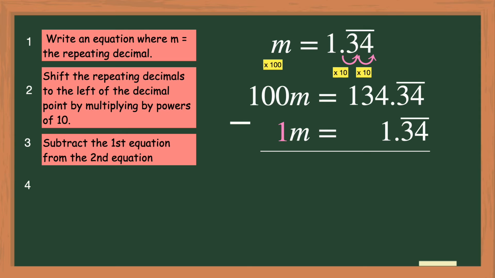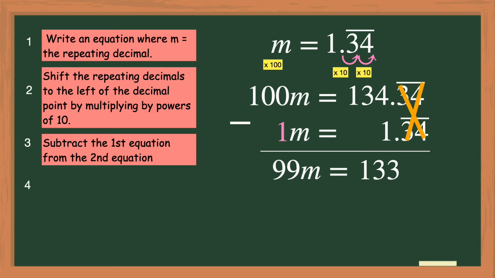The third step is to subtract the first equation, m equals 1.34 repeating, from the second equation, 100m equals 134.34 repeating. So 100m minus m, or 1m, is 99m, and 134.34 repeating minus 1.34 repeating is 133. Because when you subtract the repeating decimals here, they cancel each other out.